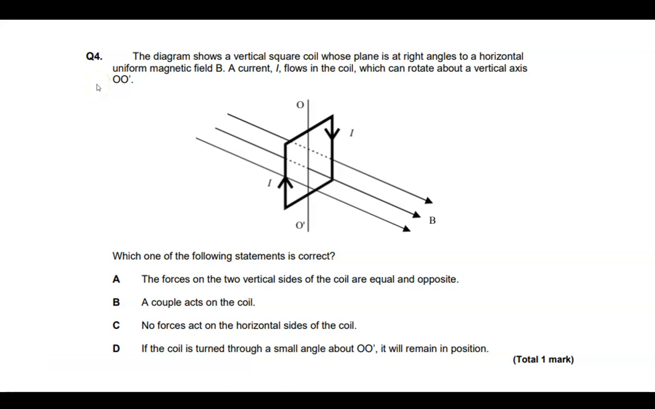Diagram shows a vertical square coil whose plane is at right angles to a horizontal uniform magnetic field B. A current I flows through the coil which can rotate about its vertical axis OO'. Which one of the following statements is correct?